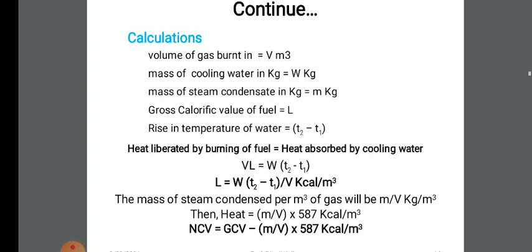If this water had left as steam in the product gases, it would have taken away some heat, that is, latent heat. Therefore m divided by V is multiplied by the latent heat, which is 587. After that we can calculate the NCV, the net calorific value, which is equal to GCV, the gross calorific value, minus m divided by V multiplied by 587. The NCV is also in the unit kilocalorie per cubic meter.